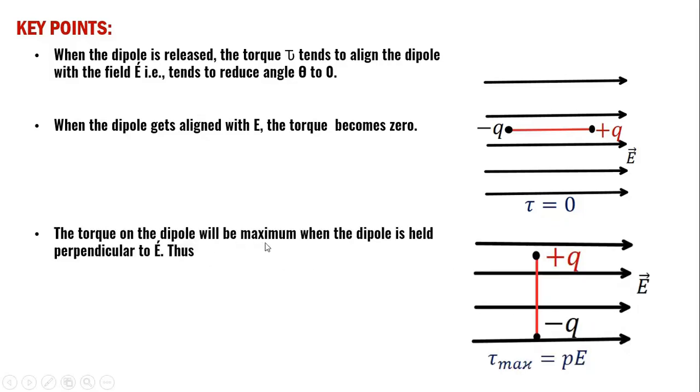Further, the torque on the dipole will be maximum when the dipole is placed perpendicular to the electric field. That means plus q is up and minus q is down along the negative axis. Then the angle between them becomes 90 degrees, so the torque becomes maximum.